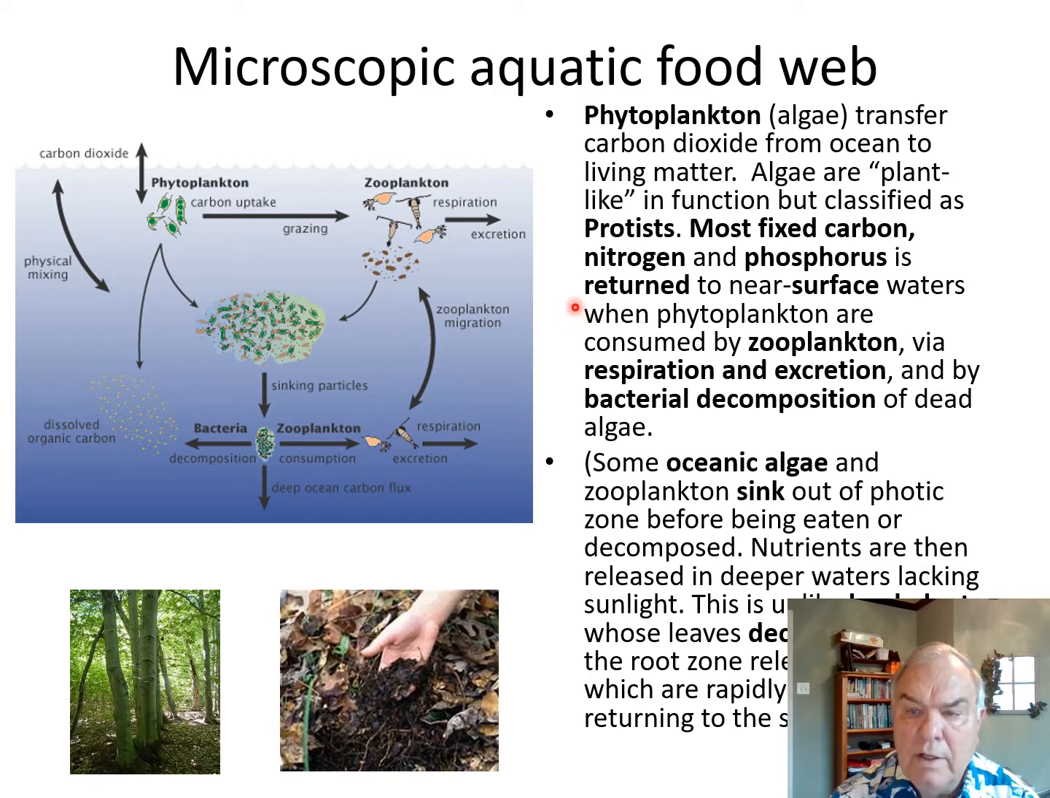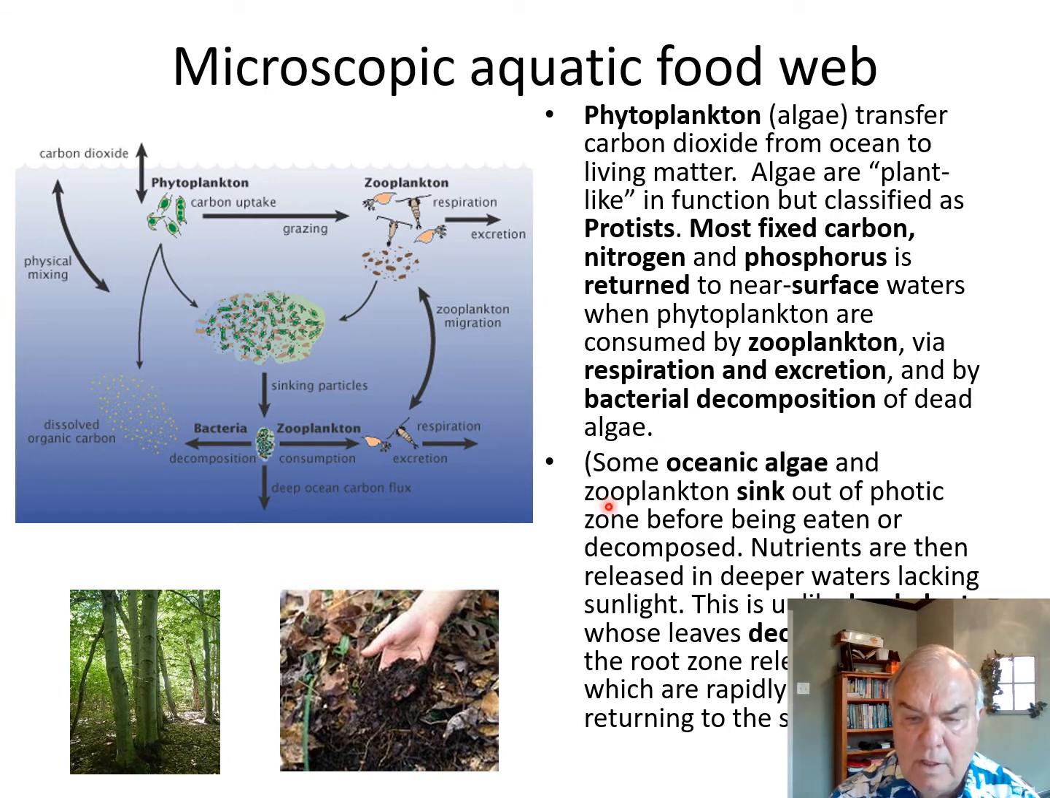And most of that's returned to the near surface waters when these plankton are very rapidly consumed by the zooplankton, which are also microscopic in size, largely. So they're the next part of the food chain. So the zooplankton are feeding on the phytoplankton. They're excreting little fecal pellets that are broken up and dissolved, releasing nitrogen or phosphorus for more photosynthesis, as well as bacterial decomposition of both dying and dead algae and zooplankton.